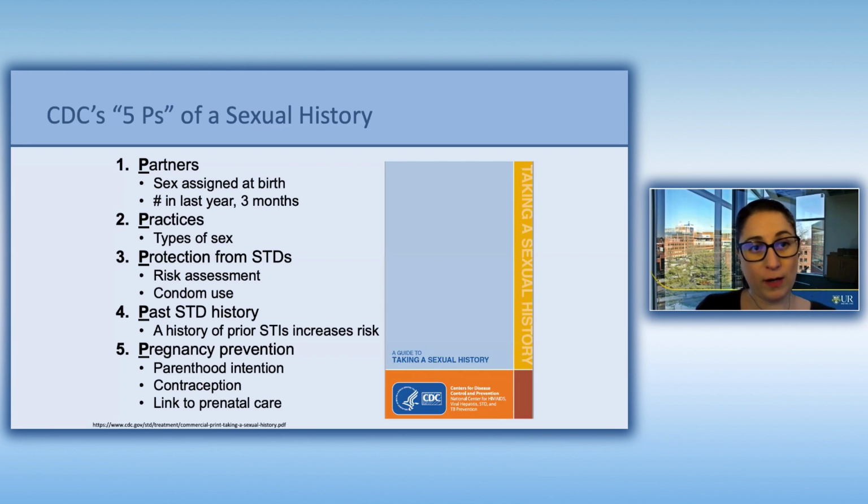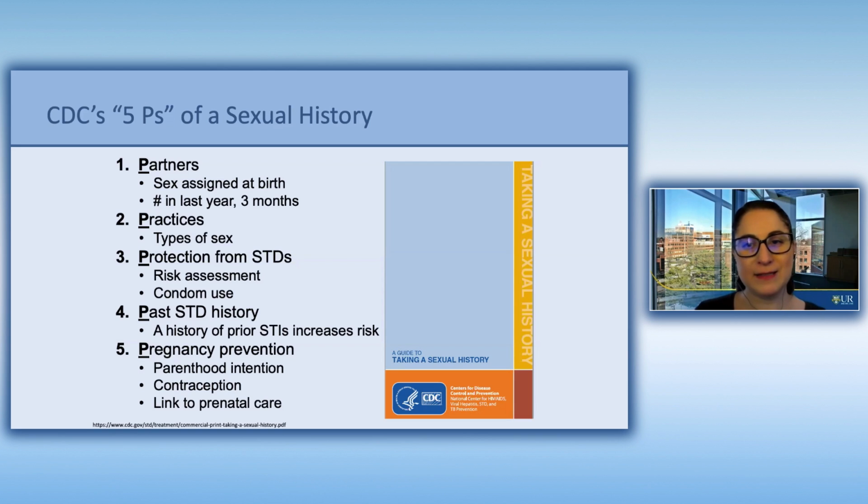And that stands for partners. So the sex assigned at birth of a person's partner, the number of partners in the last year or 3 months, and that sort of gives you a sense of what role sex is playing in this person's life. Practices, so types of sex, it's really important for you to have an understanding of what types of sex a person is engaging in, and we'll talk more about that in a minute.